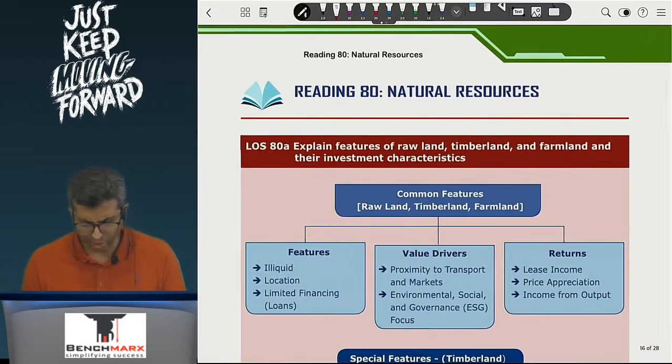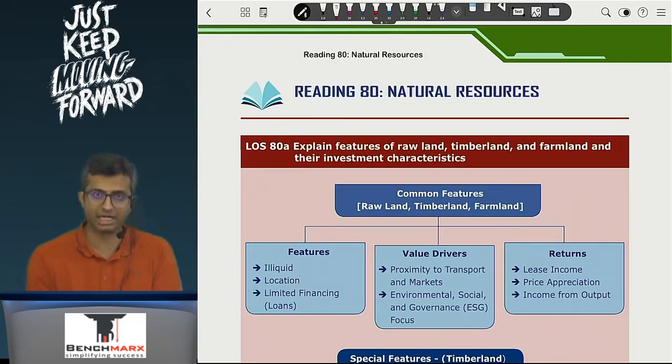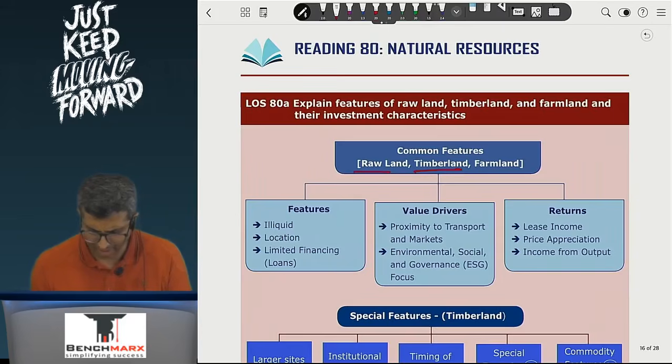That takes care of reading number 79, which is on real estate and infrastructure. Next, you go to natural resources. So when you look at natural resources over here, there are three main things that are seen in the first part, and then commodities in the second part. So in the first part, you're talking about land. Over here, there can be raw land, like barren land. There can be farm land. In India, you can't buy agricultural land, but in the US and in most countries you can. So farmland, where crops are grown. And third is timberland, where there are big trees like the teak wood, timber plantations, where you can sell wood. So over here, there are three main: raw land, timberland, and farmland.